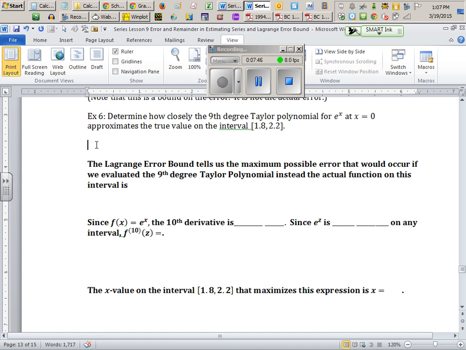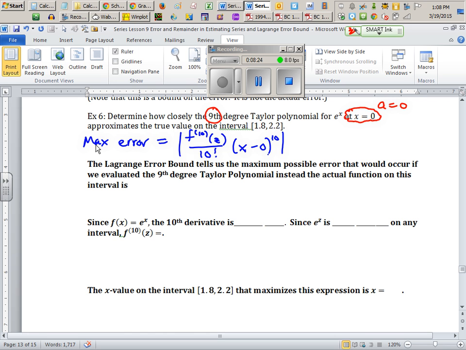Let's write down our max error formula first. So the max error should be the absolute value of the 10th derivative at z over 10 factorial times x minus 0 to the 10th. Why? Well, the at x equals 0 means a is 0, okay? And the fact that I'm using the 10th derivative is because it says the 9th degree Taylor. So I'm finding an error, so I should be using the next derivative, see?